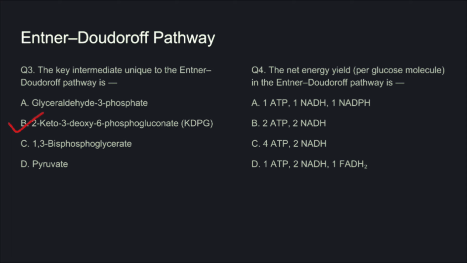Now question 4. The net energy yield in Entner-Doudoroff pathway is A. 1 ATP, 1 NADH, 1 NADPH, B. 2 ATP, 2 NADH, C. 4 ATP, 2 NADH, D. 1 ATP, 2 NADH and 1 FADH2. So the correct answer for this question is option A, 1 ATP, 1 NADH and 1 NADPH.